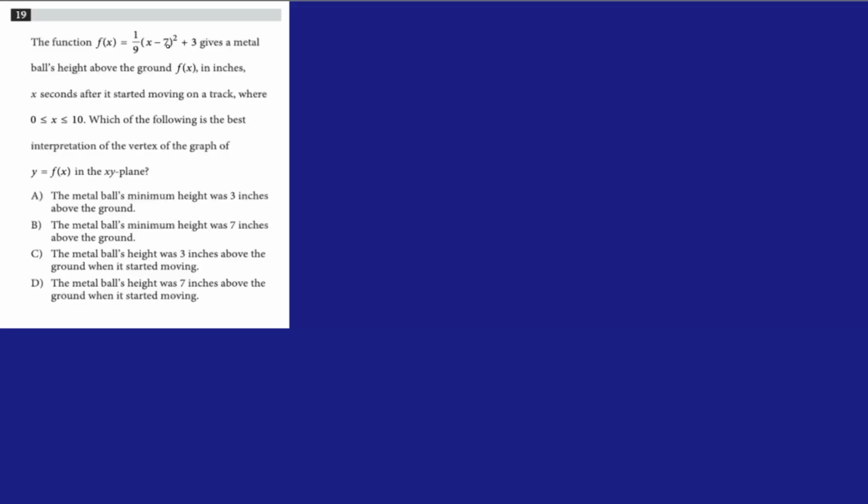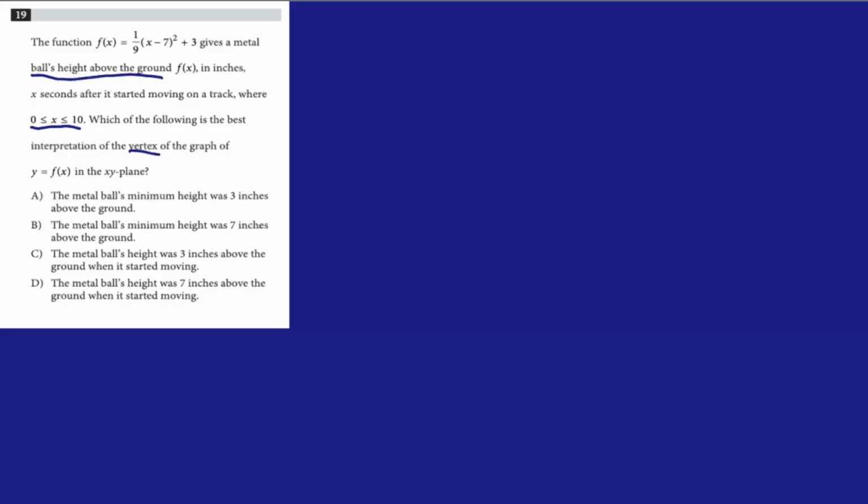So we have this function. It's dealing with a ball's height above the ground in inches, and then they tell us that x is the amount of seconds since it's been dropped, and it's on the range 0 to 10. And then basically what we need to find is what is the interpretation of the vertex. So like, what does the vertex mean in this context?